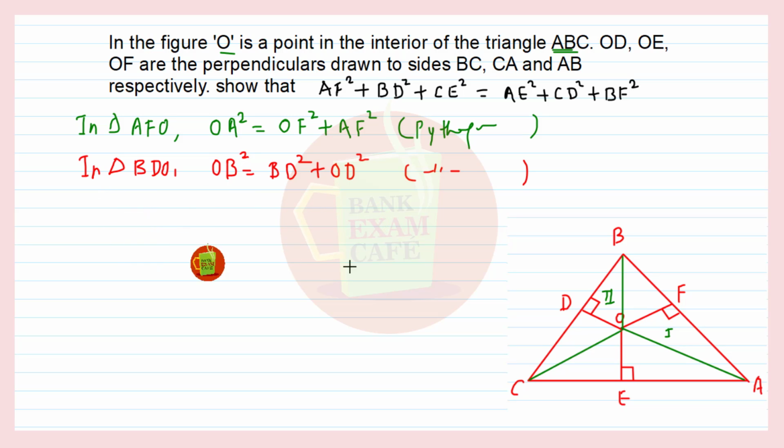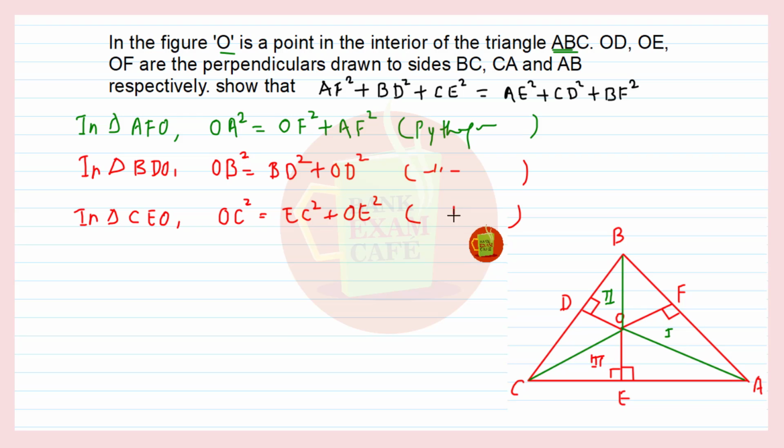And now here in the third triangle, with OE, because this is 90 degrees, this angle will also be 90 degrees. So this is the hypotenuse. So OC square is equal to OE square plus CE square. So in triangle CEO, we have OC square is equal to EC square plus OE square. Again the reason will be the Pythagoras theorem.